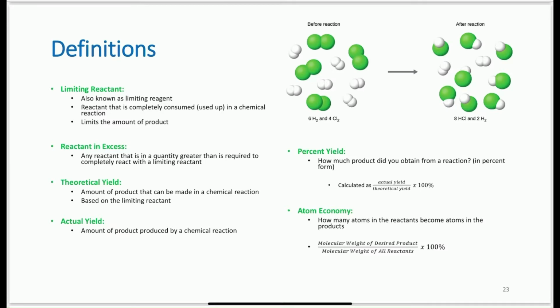Then we see in the picture here, we've got hydrogen gas and chlorine gas reacting to form HCl and H2. If we were really just trying to form HCl, we've got 4 chlorine molecules and 1, 2, 3, 4, 5, 6 hydrogen molecules. Well, if I'm trying to form HCl, I have excess H2 here.